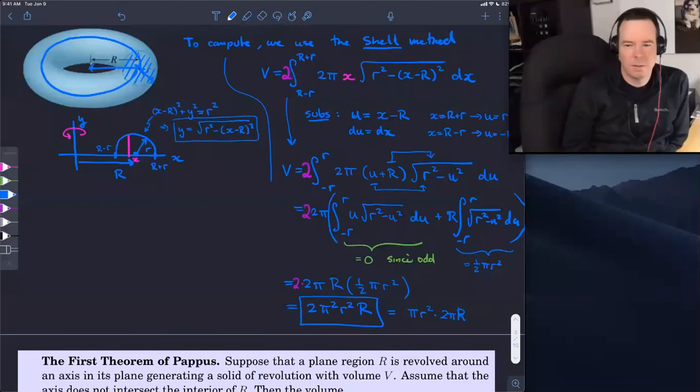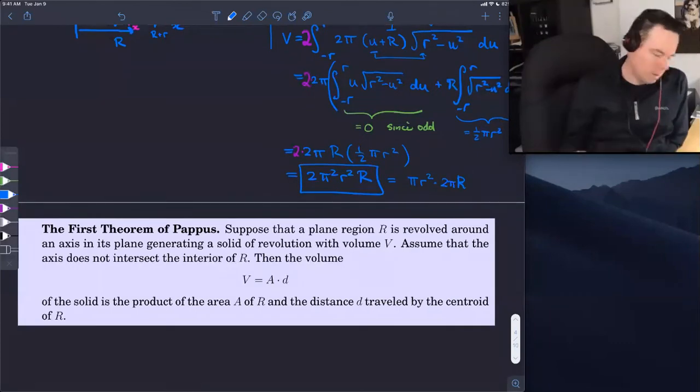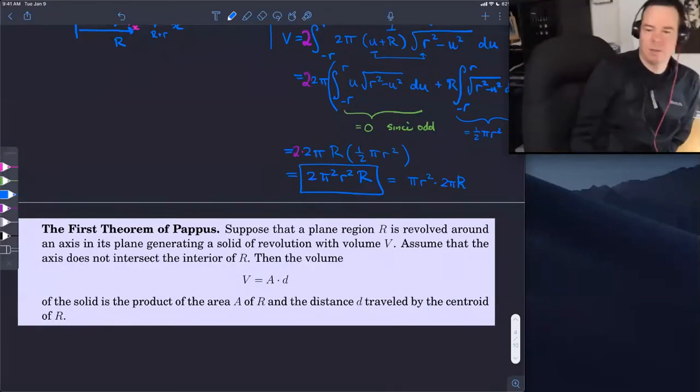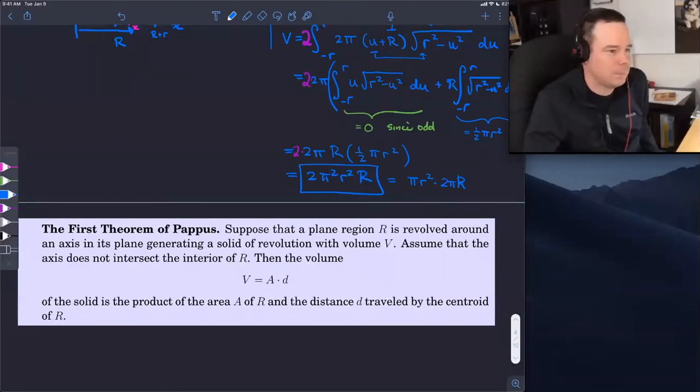And so we see that this formula really just has some connection to the cross-sectional area times the distance it was revolved around. And it turns out that that's actually a general statement, and that's called the first theorem of Pappus, and it's related to the center of mass, and we'll pick that up next day. See how that comes into play.